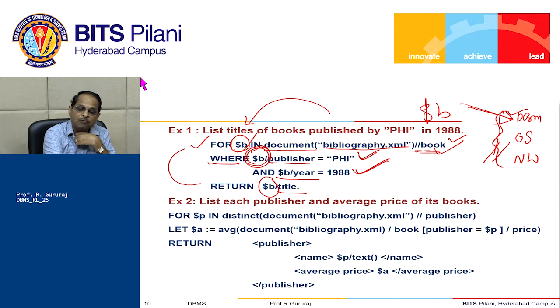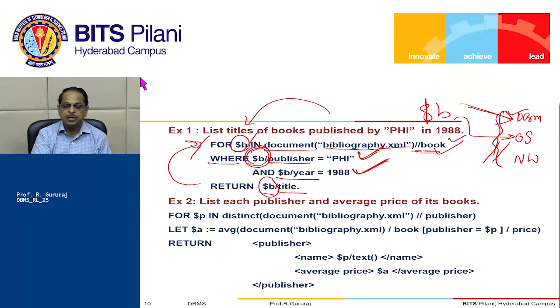Next, it will go for the next iteration. In the next iteration, $b is assigned the OS book element. Again, for that book, it will check whether the publisher is PHI and the year is 1988. If it is true, for $b it will pick up the title element and display it in the result. If at least one of these is false, then that book element is not displayed in the result. Of course, in this example, I have not used the let clause, and we will see how we can use the let clause in the next example.